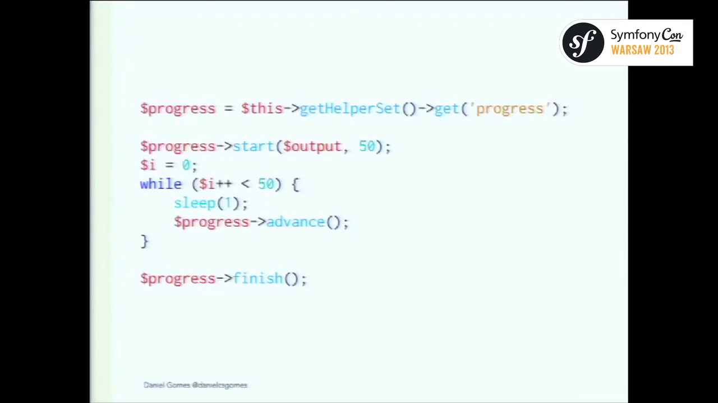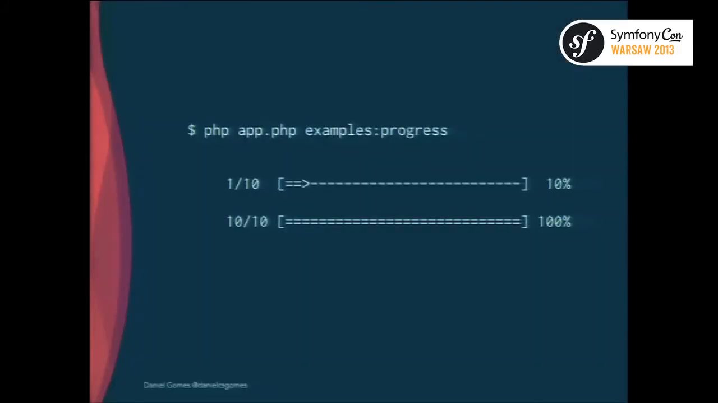Basically, you get the helper set, get the progress. You call start. The first argument is the output, and then the number of steps. I created here for the example a while loop. Of course, imagine that you are migrating tables. It can be a table, and you can iterate on the tables and call progress advance every time you are iterating, and then just progress finish, and you have this output. That is quite nice, and the user can see that the things are working as expected, and you will not just kill the process because you do not know how long it takes or if it's died or whatever.